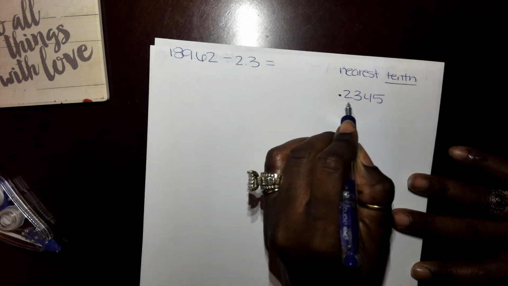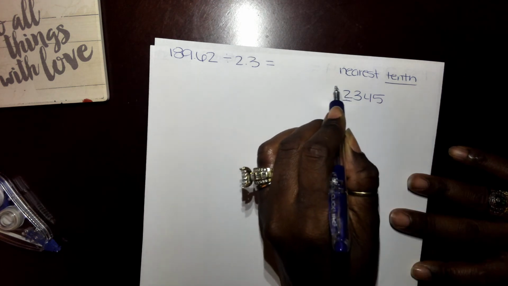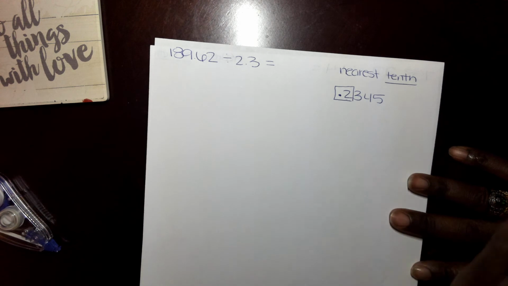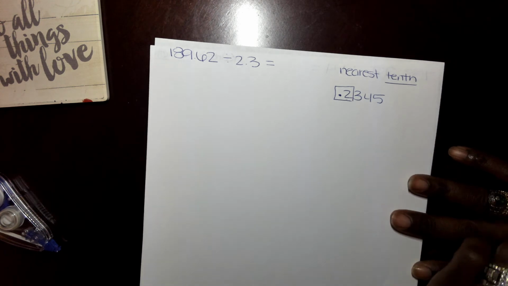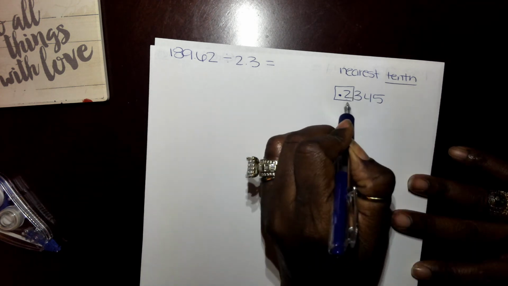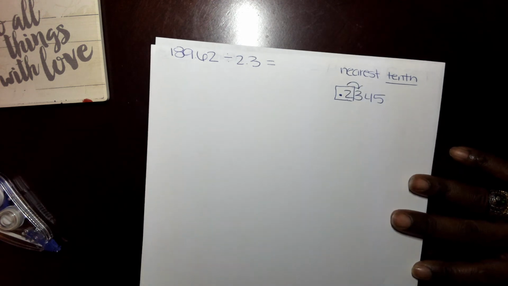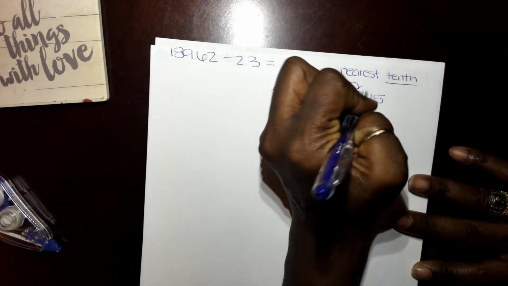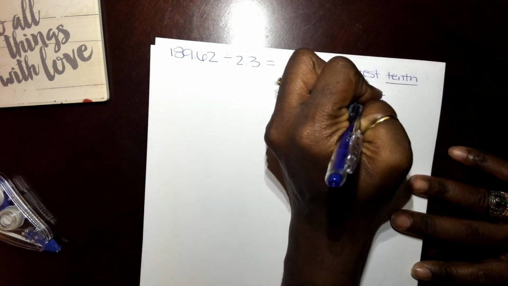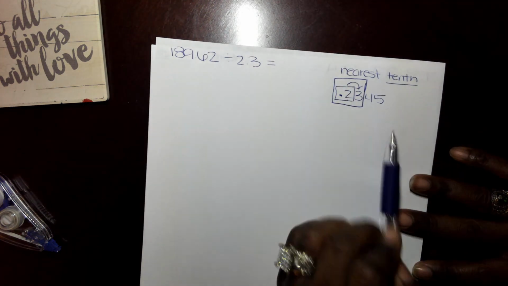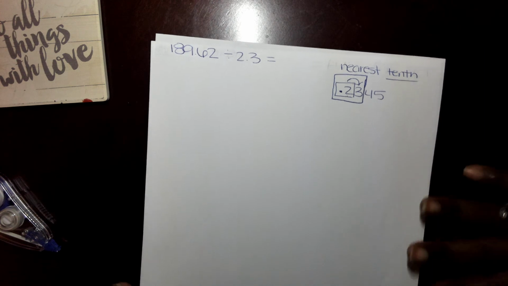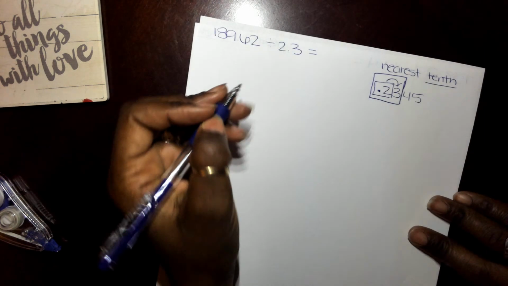So if we want our answer in the nearest tenth, that means that we are going to have one number after the decimal in our answer. But we will need two numbers after the decimal when we do our calculations just to figure out what happens to our tenths place. Okay? All right, so let's go on and write our problem out.